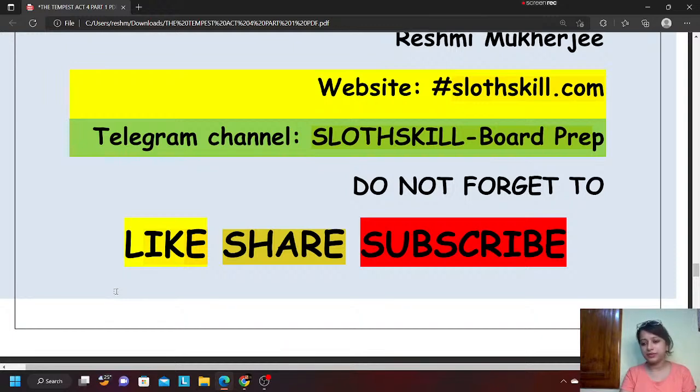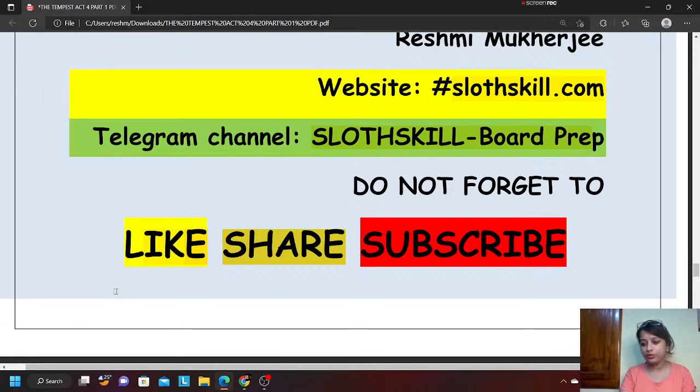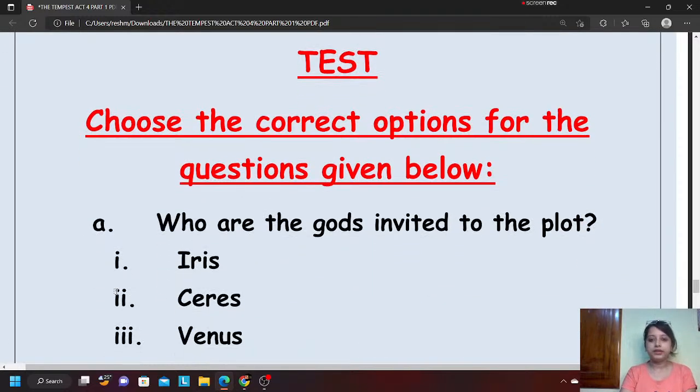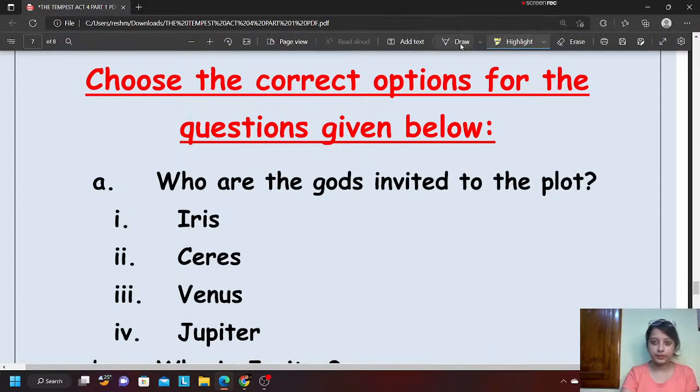Essay we will discuss in some other class. I already have a video on how to write an essay, but again, if you require it, we will discuss the writing skills part in another class. Okay, today let us do this test. Choose the correct options for the questions given below. So you have to choose the correct option.